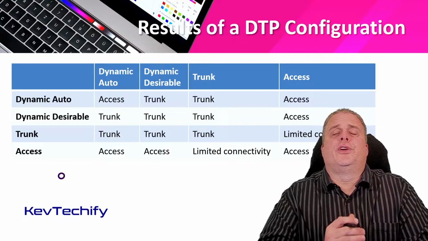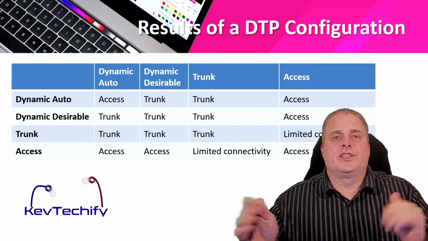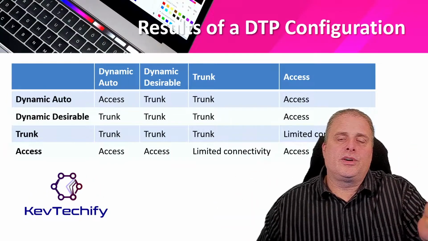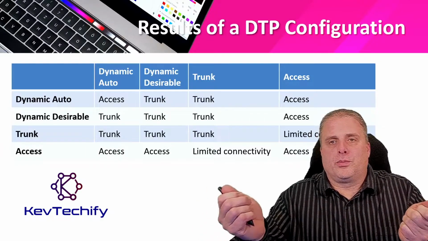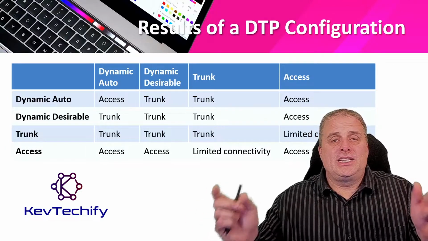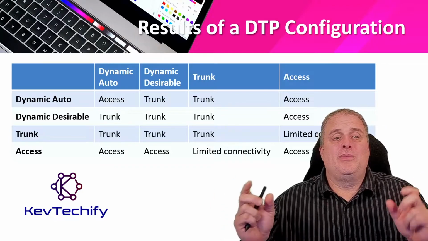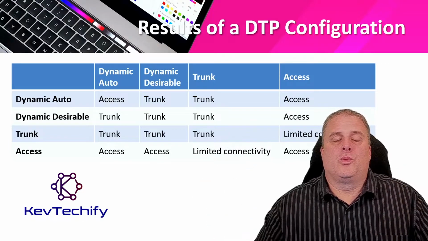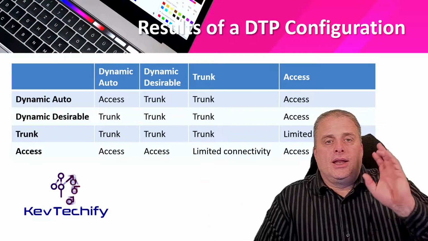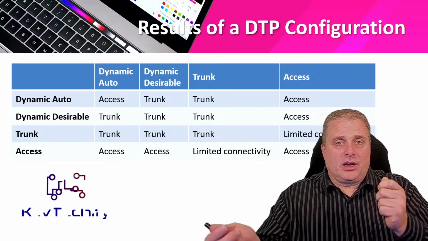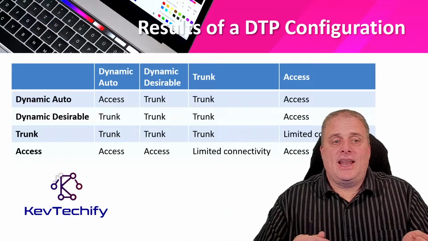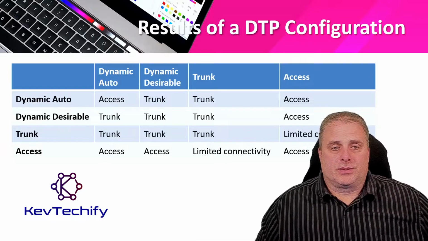When you go through and configure this, you have two ends of this connection. You have the wire plugged into one device, and the other end of the wire plugged into the other device. Each port on each end can be set up using one of those four modes. Depending upon the combination of what each end is set to, you will get a different result.